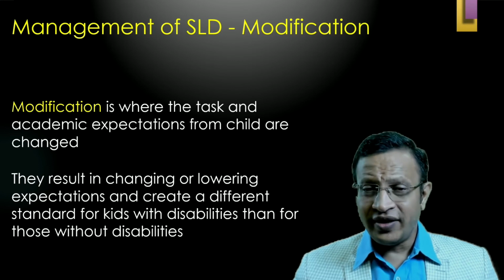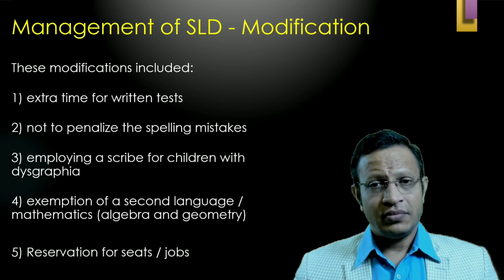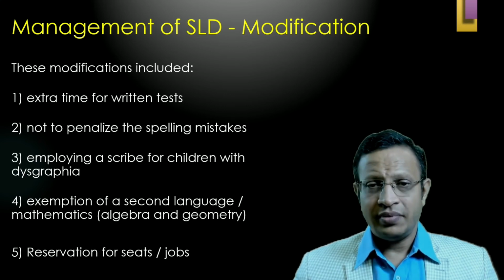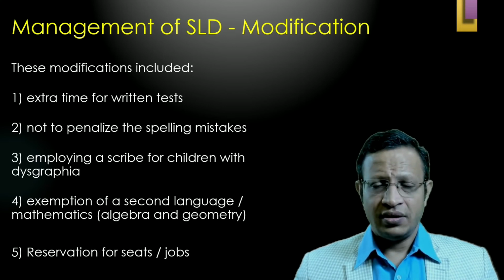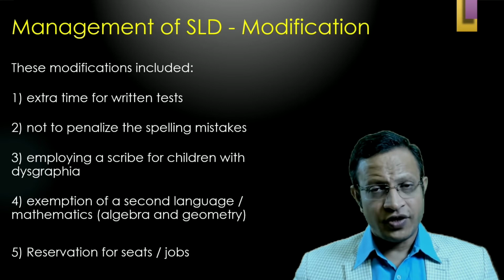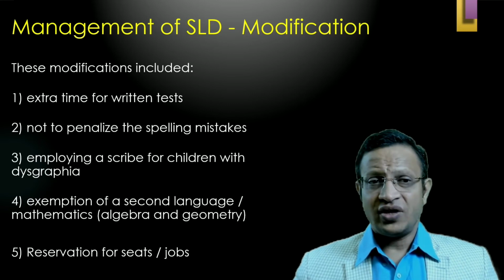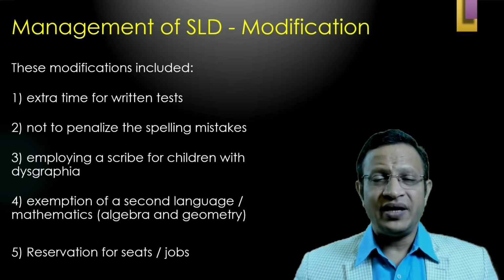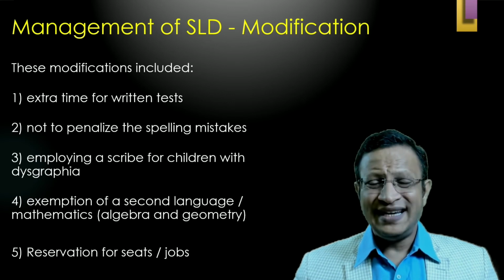That means you will modify the goal, such as extra time, or the child is allowed to have a scribe, or the child is given only MCQ tests, and the child may not be penalized for spelling mistakes. You will be giving extra time, exemption from second language, exemption from mathematics such as algebra and geometry, and reservation for seats and jobs.